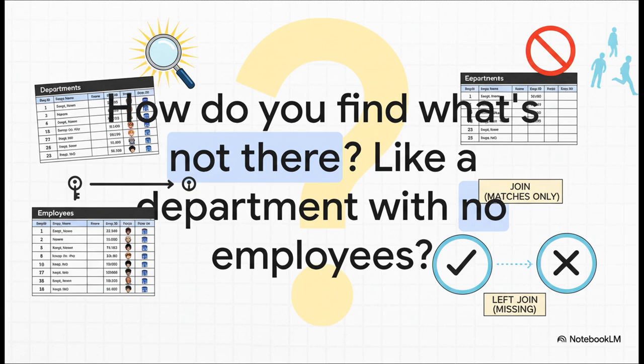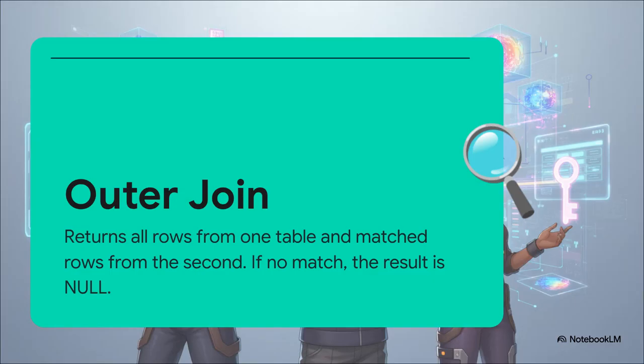You can't just use a simple join, because a simple join only shows you where you have a match in both tables. It's great at showing you what you have, but it's terrible at showing you what you're missing. So the secret ingredient for this recipe is something called an outer join. The key thing to remember is this phrase: returns all rows from one table. Unlike a regular inner join, an outer join makes a promise. It says, I'm going to keep everything from this first table, no matter what. And if it can't find a match in the second table, it just puts a null in there, which is basically SQL's way of saying found nothing.